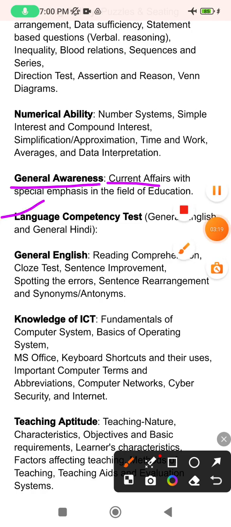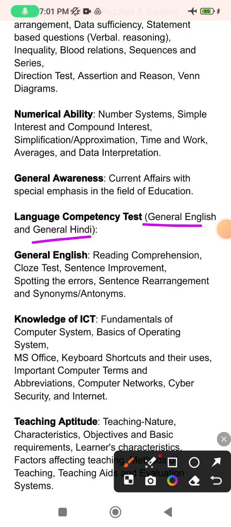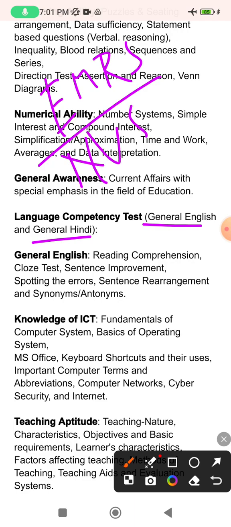Generally here for PGT, two languages you have to prepare, that is general English and general Hindi. And for TGT, in some exams you have a regional language also. If you think of EMRS or NVS Navodaya, there are three languages. One is general English, general Hindi, and next one is your regional language, for example Gujarati, Bengali, Odia, like this way.